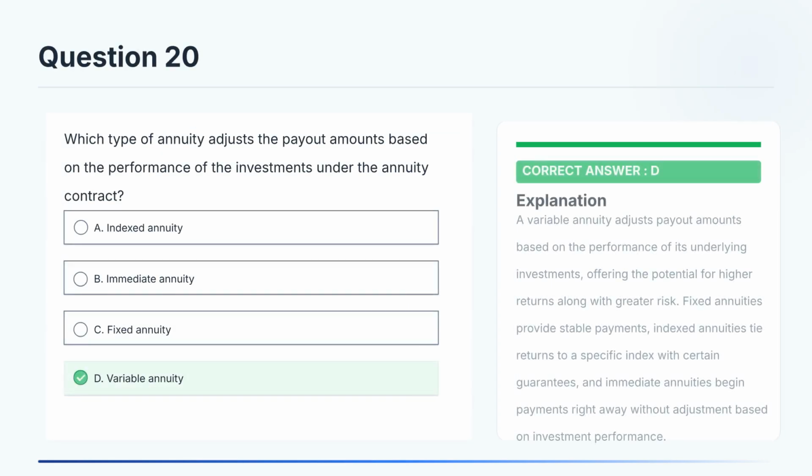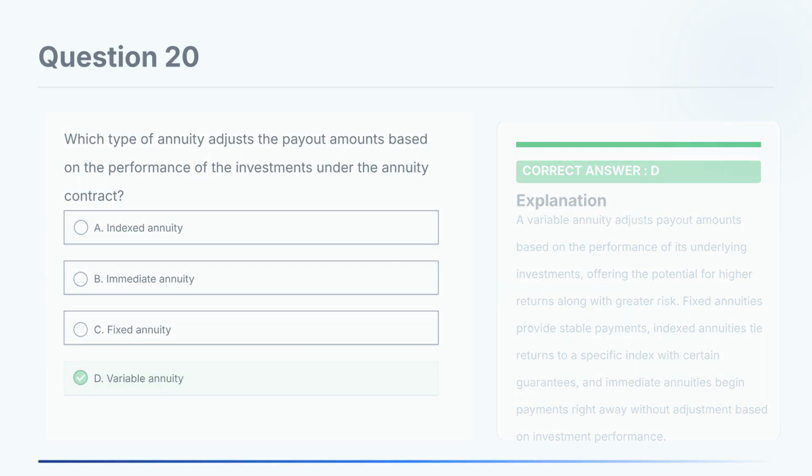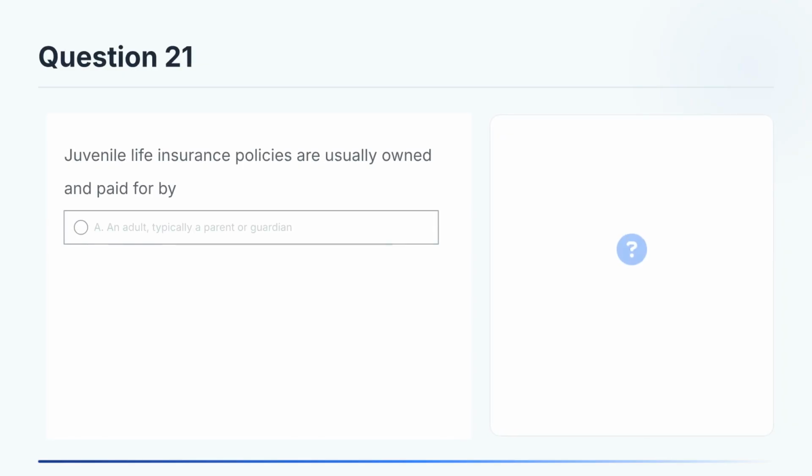The right answer is D. Variable annuity. A variable annuity adjusts payout amounts based on the performance of its underlying investments, offering the potential for higher returns along with greater risk. Fixed annuities provide stable payments. Indexed annuities tie returns to a specific index with certain guarantees, and immediate annuities begin payments right away, without adjustment based on investment performance. All right, guys, final question.